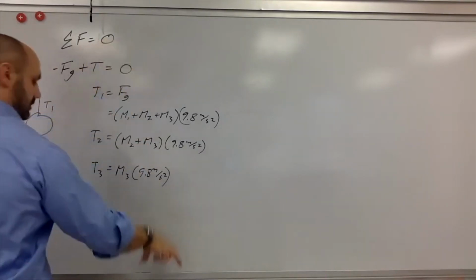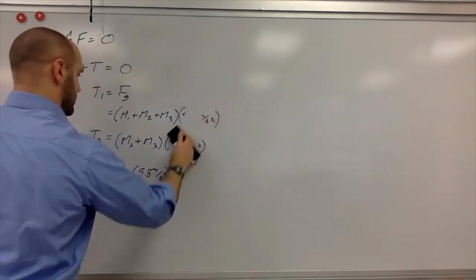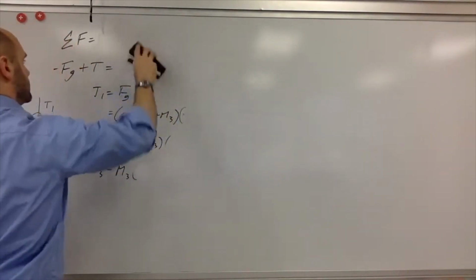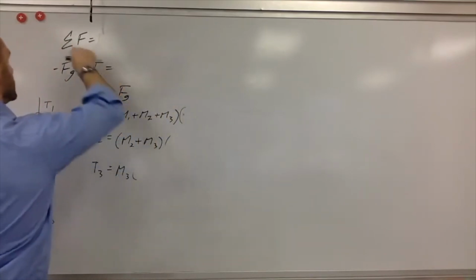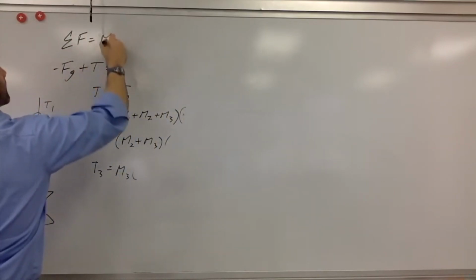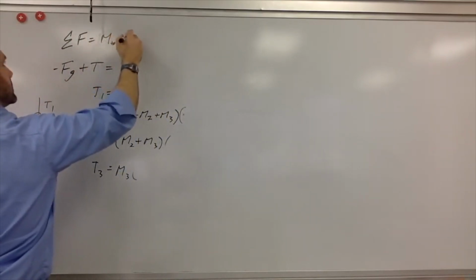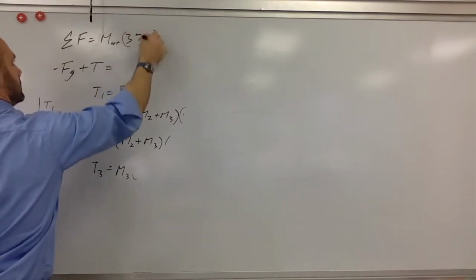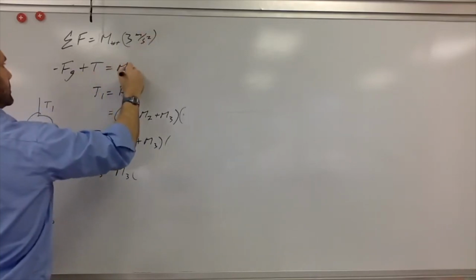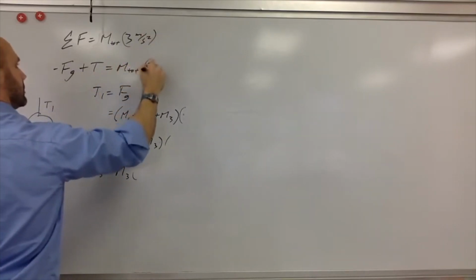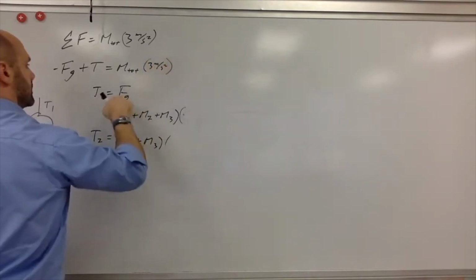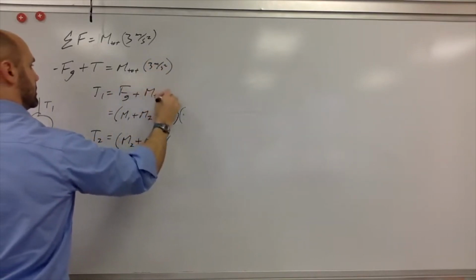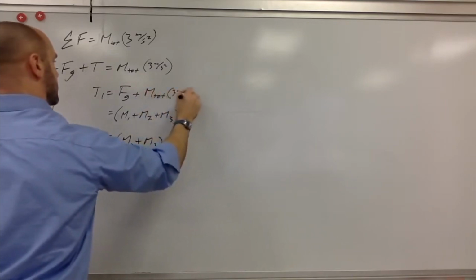Part B, though, it's accelerating upward at 3 meters per second squared. So now, this is not 0. This is no longer just 0. Sigma F equals m total times 3 meters per second squared. And so now this is Fg plus m total times 3 meters per second squared.